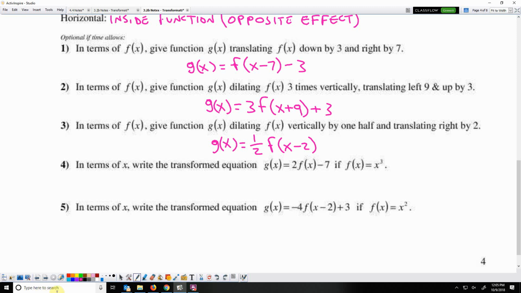So now I'm going to write an equation in terms of x. So it's going to be g of x equals, and instead of just writing f of x, it's going to be x cubed. So I want 2 times f of x minus 7. So that's 2 times x cubed. So this one's a cubed function, minus 7. So this will be a cubed function, twice as tall and shifted down 7 units.